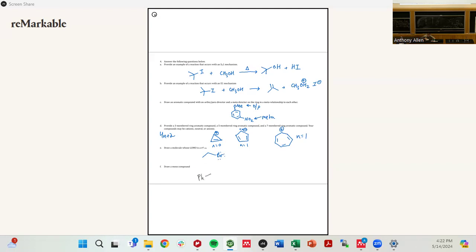Draw meso compounds. We'll do the one that we had from lab. That would be good to know that that's meso, which is achiral. And then what does it have? A what center or what point? Inversion, yep. That'd be something good to know. I'd have that in your back pocket.